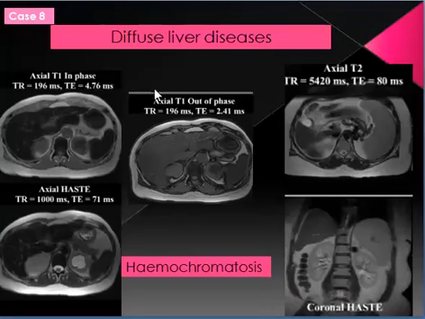Here, in this case we have axial T1 in phase, axial T1 out of phase, and fast MRI. This one is black denoting iron, this one is black denoting iron, this one is not fat, this one is black denoting iron in T2 weighted images, and the same. The spleen is spared. Being spared, this denotes primary hemochromatosis.